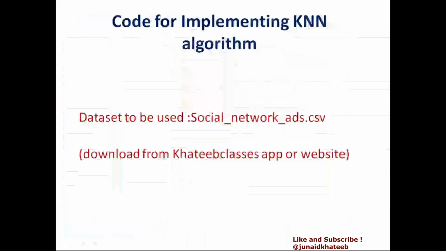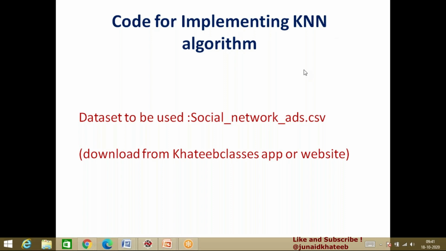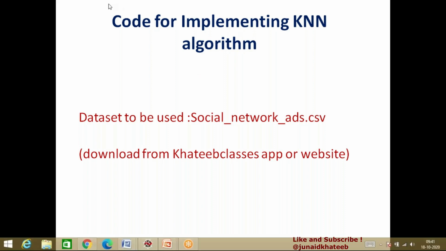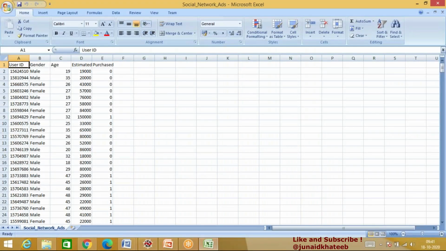Now, what we'll do is try and understand this concept with the help of a data set called social network ads. It's a CSV file, a comma separated value file, that I'm going to use for demonstrating this particular concept. I'll show you the data set first. This is social network. Guys, all these data sets are available on the website or the app, in the Python download section.